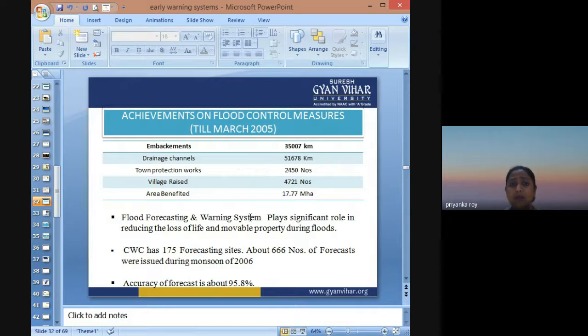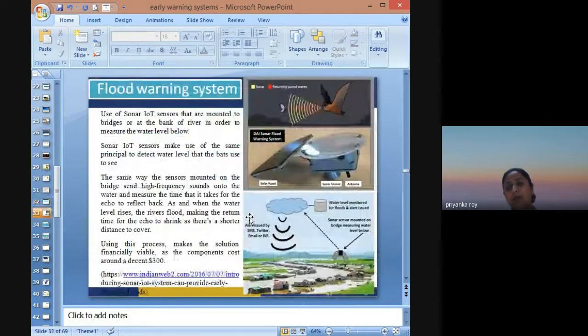So here the CWC, that is the Central Water Commission, has about 175 forecasting sites that give about 666 forecasts, which are issued during the monsoon period, saying that these areas are going to be flooded in the monsoon season. The flood warning system is very important. Still, we are not able to overcome the degree of losses. We have reduced the losses, but we have still not been able to have as good a success story as we have achieved in cyclones or in the case of tsunamis. There are many more miles to go when it comes to flood warning systems.